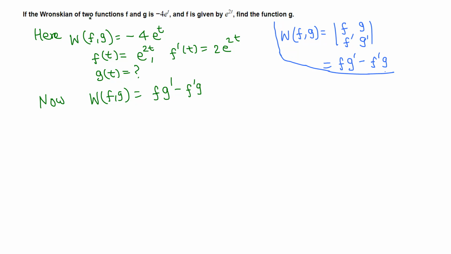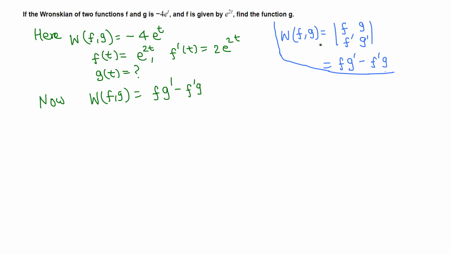If the Wronskian of two functions is -4 times e^t and one of the functions is given by e raised to 2t, find the other function. So the Wronskian of f and g is given by this function. f is also given, e raised to 2t, and let's find the derivative: exponential function itself times the derivative of the top, which is 2, and we need to recover the function g.